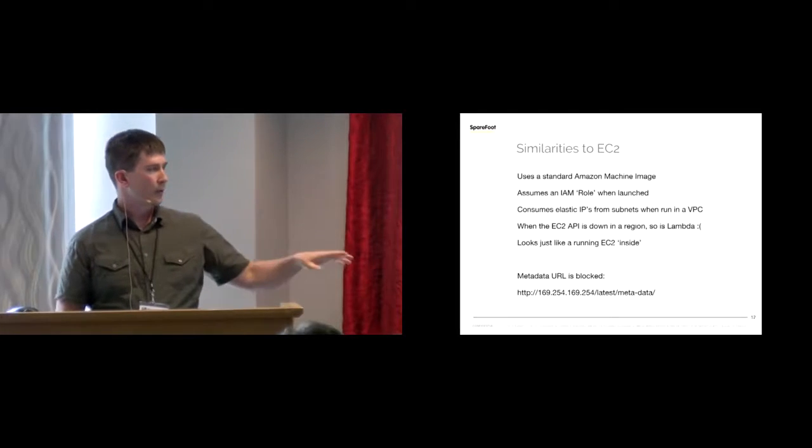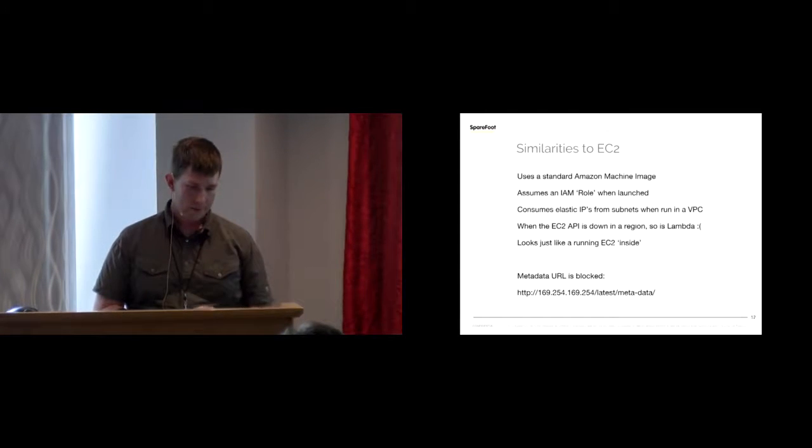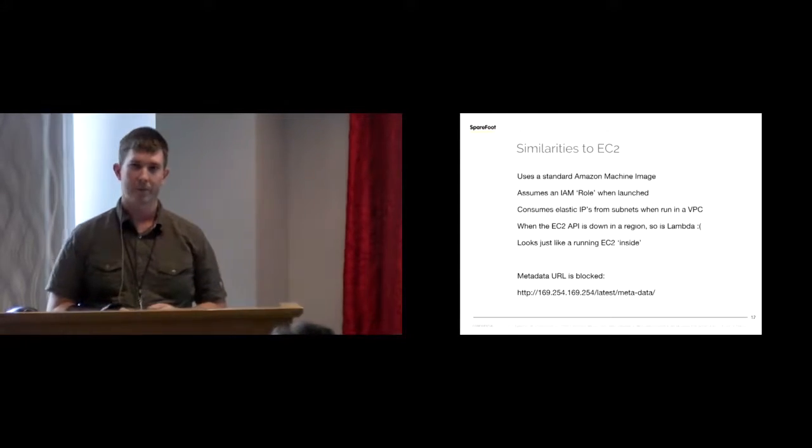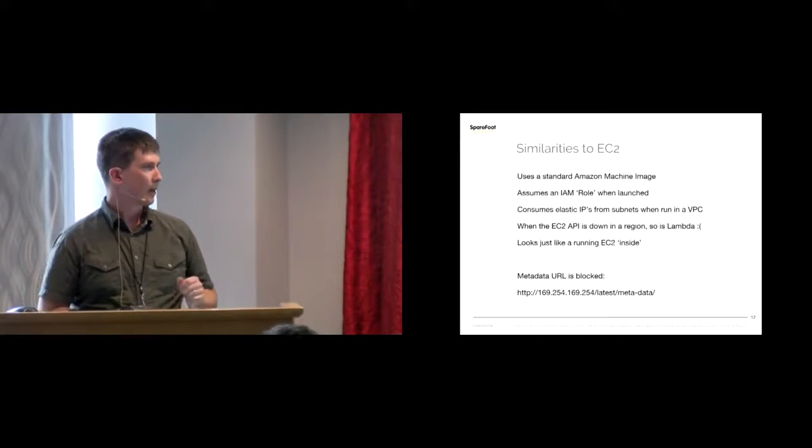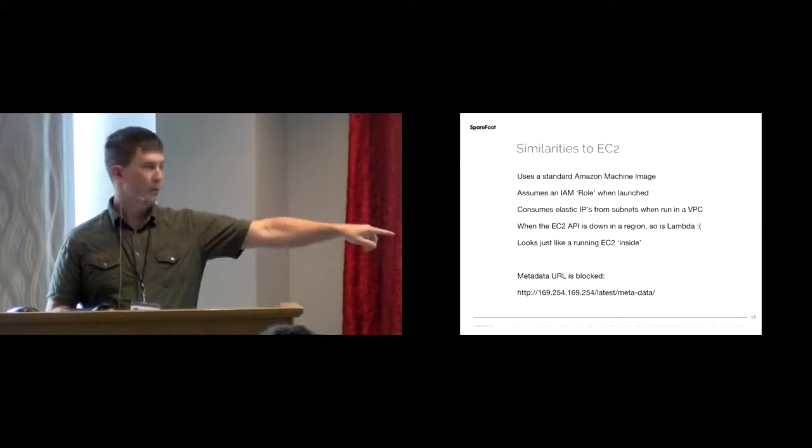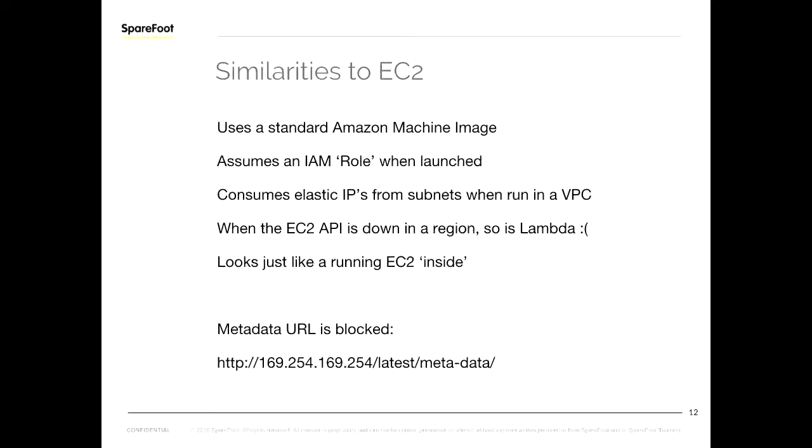If you're familiar with the metadata URL for EC2, that's actually blocked on Lambda, which I was surprised to see. Any EC2 that you have running, you can always hit this URL from inside the container, and it comes back with all sorts of metadata information, and what your IP is, everything that you would be able to see in the console, but from inside the EC2. But they block it on this.